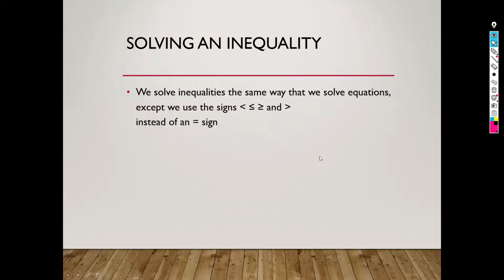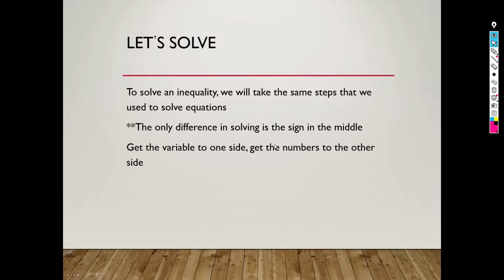When we're solving an inequality, we're going to solve the same way we would solve equations. The only difference is that these symbols are going to be in place of the equal sign. So we just got to keep in mind that the equal sign tells us that both sides are balanced, whereas these symbols are telling us that we don't have that balance. We actually have either more than or less than or an equal amount, but there's always that imbalance involved.